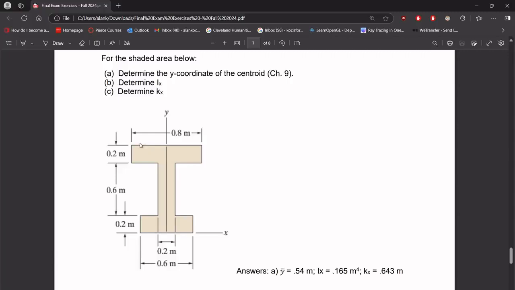For this problem, we're given the dimensions of this shape, and we want to find the y-coordinate of its centroid, the moment of inertia around the x-axis, and then k of x, which is, I believe, the axis of gyration.